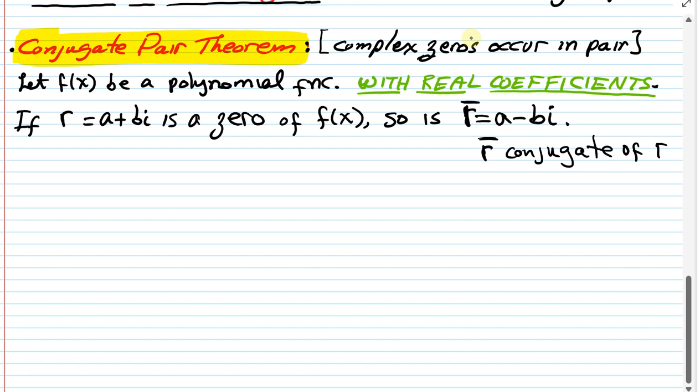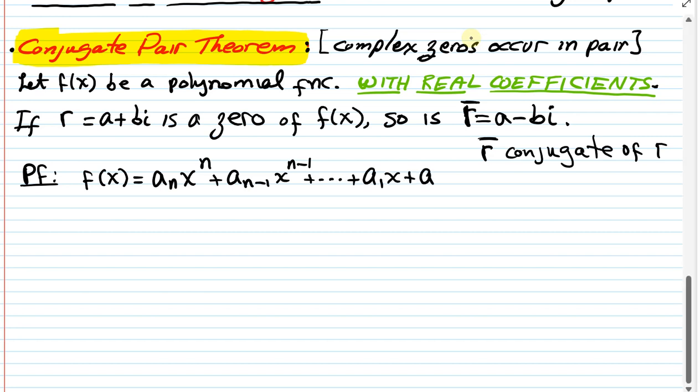Now let's actually prove this one, because the proof isn't that difficult. So for this one, let's say my polynomial is in the general form a sub n x to the n plus a sub n minus 1 x to the n minus 1 plus so on and so forth, all the way down to a linear and a constant. Now a's here are all real. Keep that in mind. The coefficients are real.